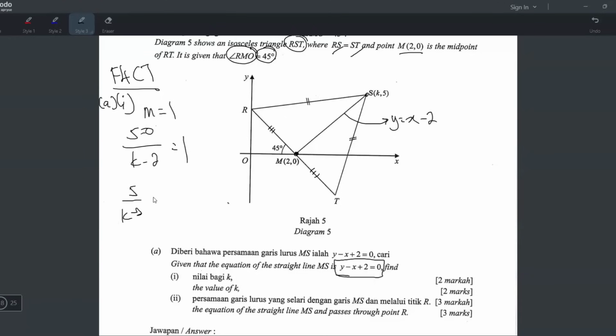So k minus 2 equals 1. So 5 equals 1 times k, k minus 2, and then k equals 7. See, same answer. Alright, 7, 5. Okay, done with question 1, find the value of k.